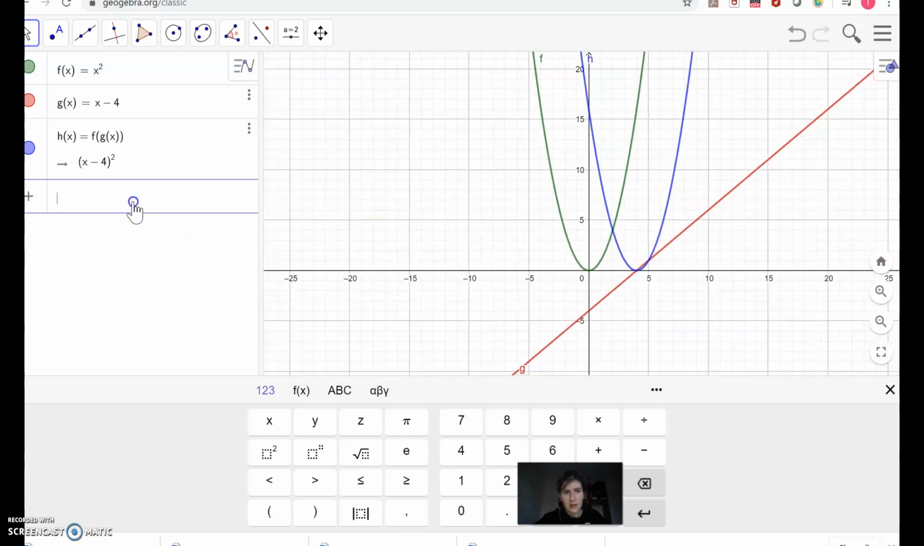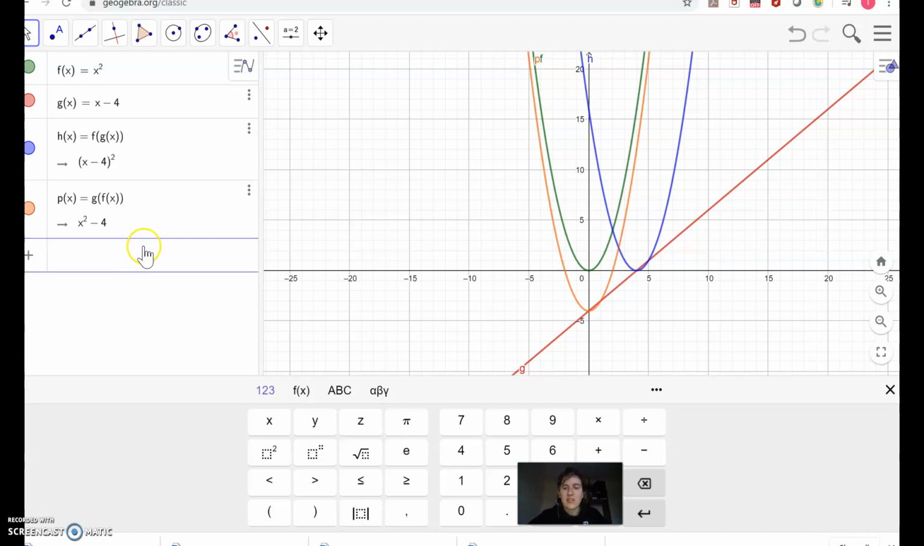I'm now going to do it the other way. So instead of putting g inside f, I'm going to put f inside g. I'm going to call this one g of f of x. And you can see, again, it's slightly different. This one is still a quadratic, because you're putting f of x inside g, so that x in g is becoming an x squared. But now you're minusing 4, so you're shifting everything down by 4 units. And so there are our different graphs.